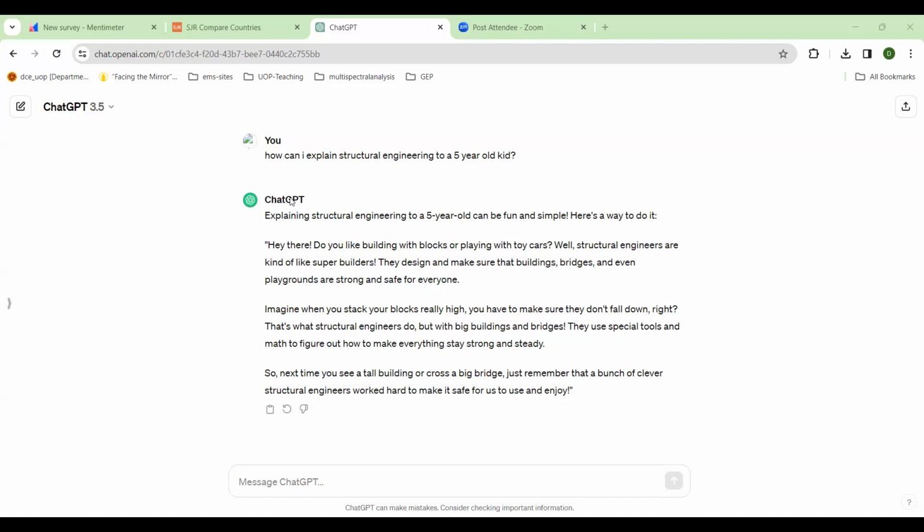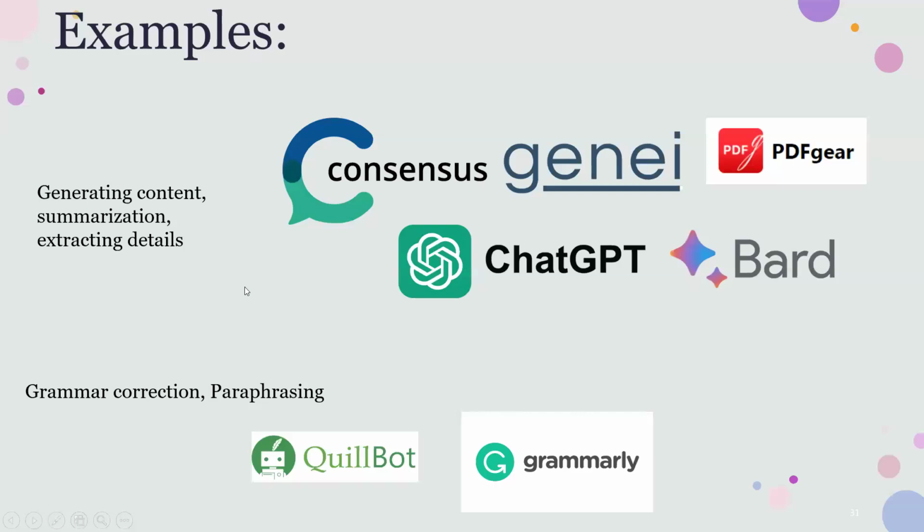Similarly, there are ways that we can use ChatGPT or any other Gen AI tool to accelerate generating content, summarization, or extracting details. As well, there are some popular tools enabling grammar correction and paraphrasing that have now incorporated these Gen AI models into their tools, such as Quillbot and Grammarly.